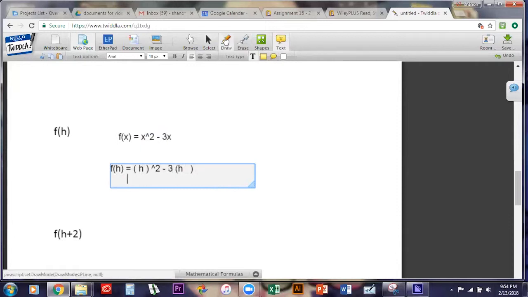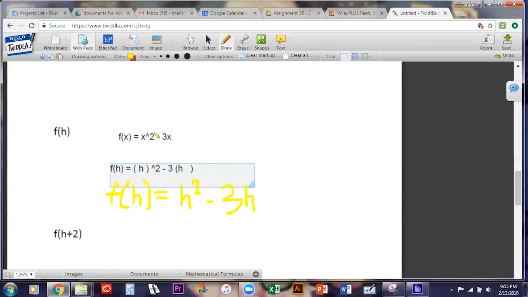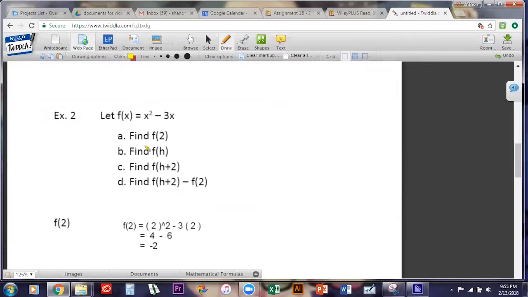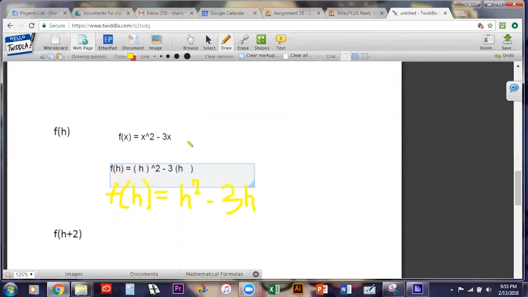So it's no surprise here that my final answer, when I put in h, is very similar to my original function, f of x. F of h equals, I'm sorry, the writing is so messy here, h squared minus 3h. It's this exact function, x squared minus 3x, with an h in place of the x.